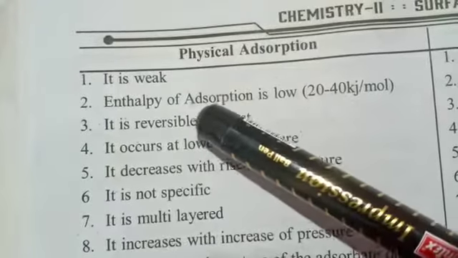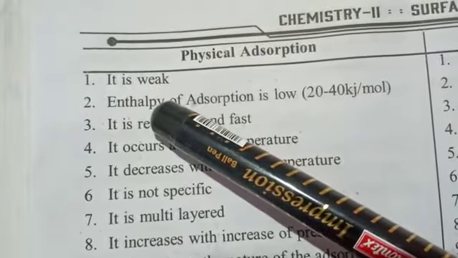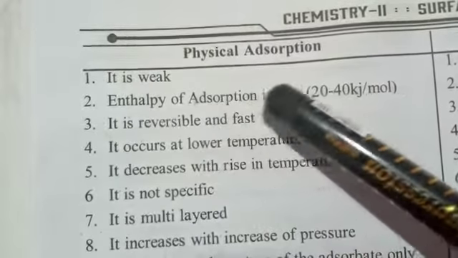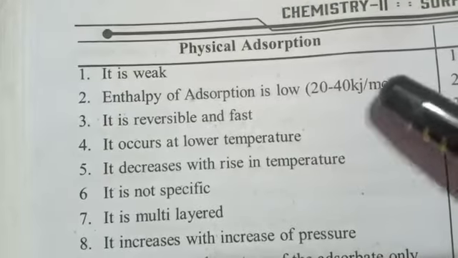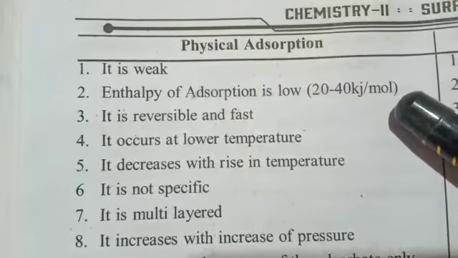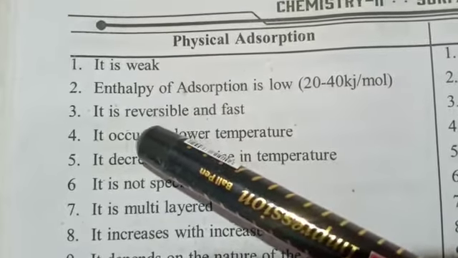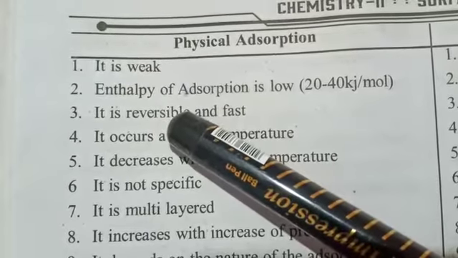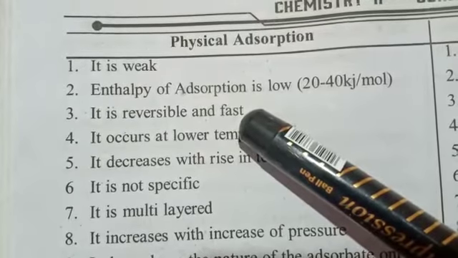When this process takes place, there is an exchange of energy, which we call the enthalpy of adsorption, right? The amount of energy change is very low, that is 20 to 40 kilojoules per mole. Now coming to the next point, physical adsorption is a reversible and also a fast process. We can reverse it, and physical adsorption also occurs very fast.